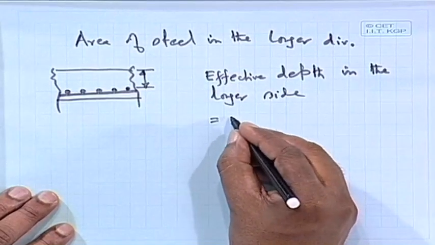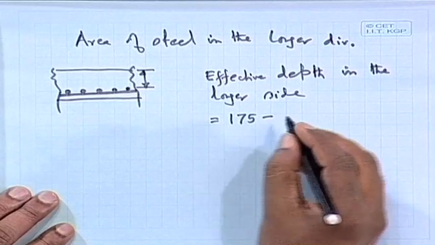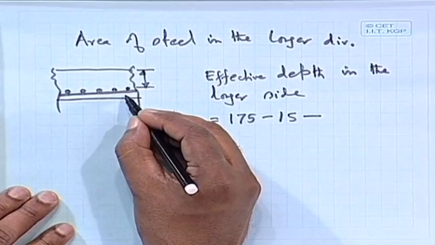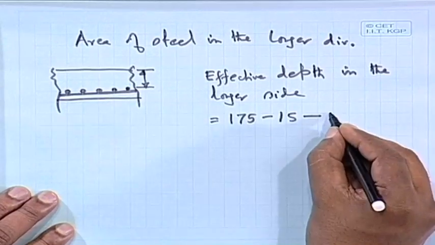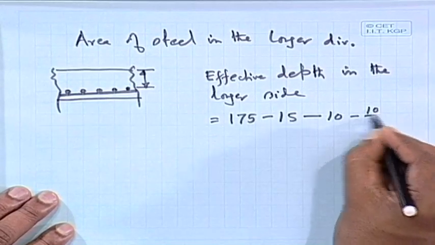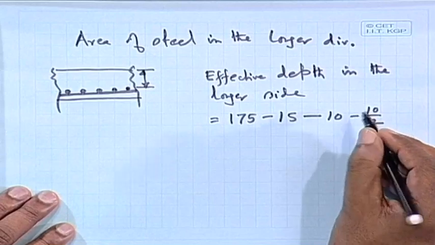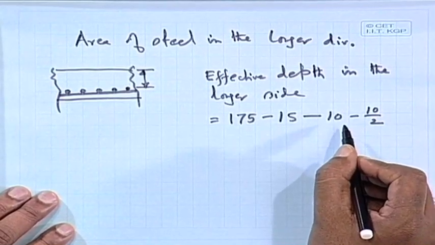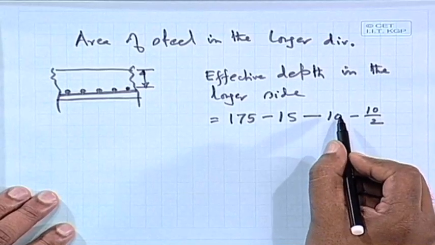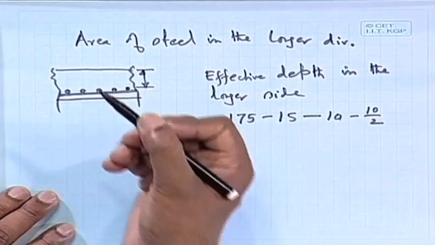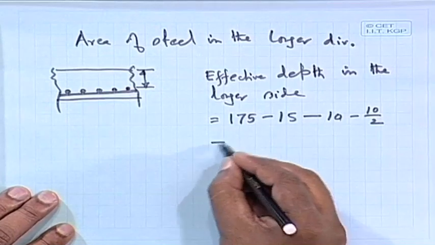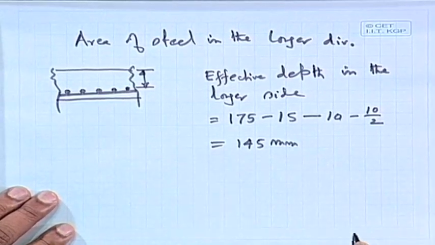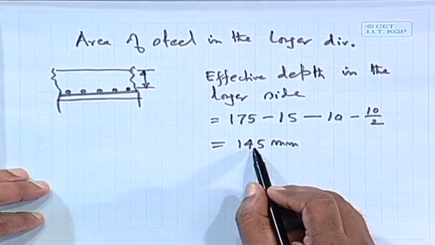Effective depth equals overall depth minus cover minus one bar diameter, that is 10 minus 10 by 2, even if we provide 10. So, this is the difference. That means your effective depth in the longer side will be reduced by the bar diameter of the shorter side. So, it comes as 145 millimeter.